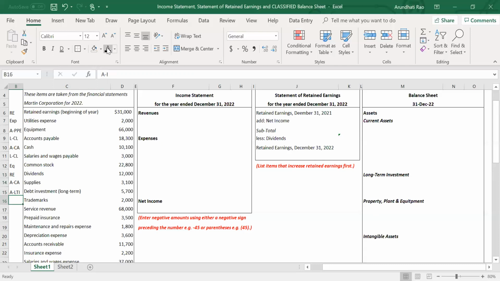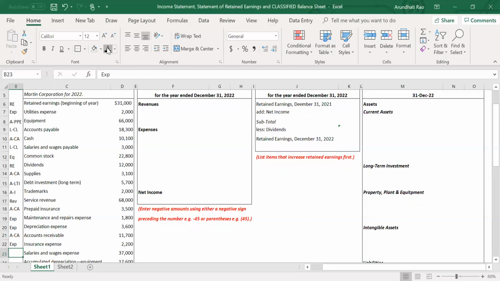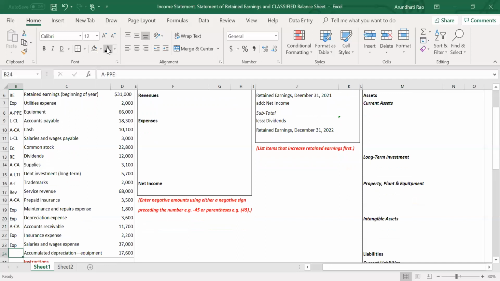Trademarks, that's an intangible asset. Revenues is revenues. Prepaid insurance is an asset, a current asset. The next one, expense, expense, accounts receivable. I will receive. It's an asset, current asset. Insurance expense is an expense. Salaries expense, expense. And accumulated depreciation is a subtraction from your asset.